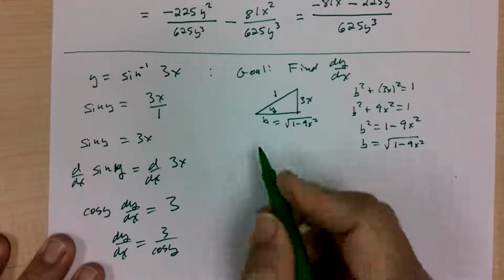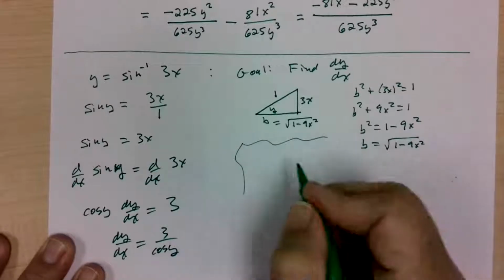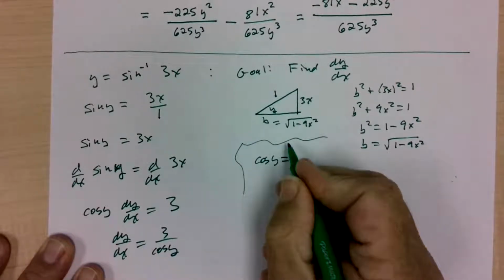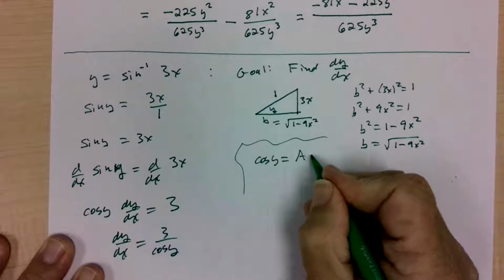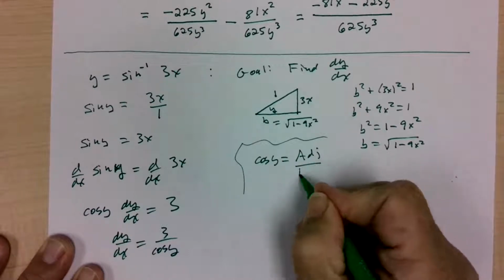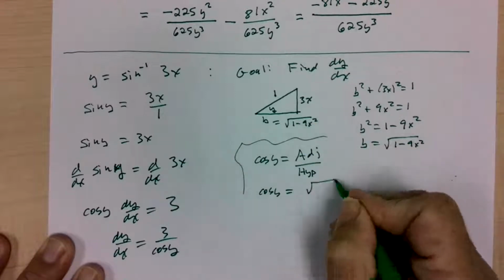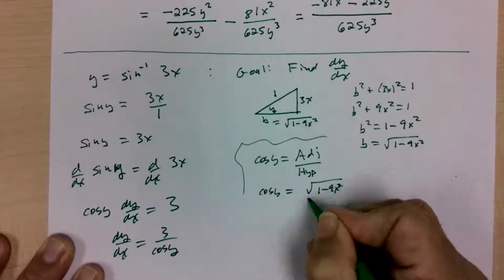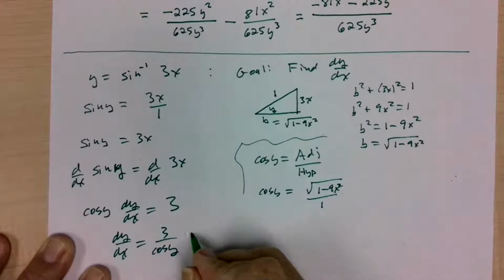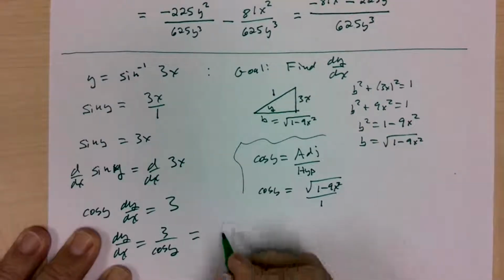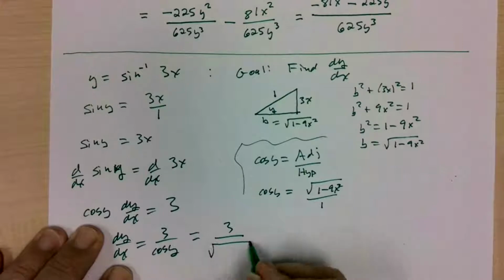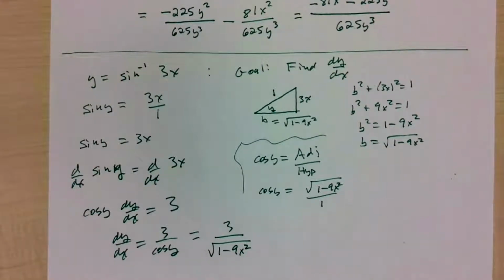Well, what is cos y? Looking at our triangle, cosine of y is adjacent over hypotenuse. So cos of y is our adjacent, root of 1 minus 9x squared, over our hypotenuse of 1. So my answer for dy/dx is simply 3 divided by the square root of 1 minus 9x squared. And that will complete this review set of problems focusing on implicit derivatives.